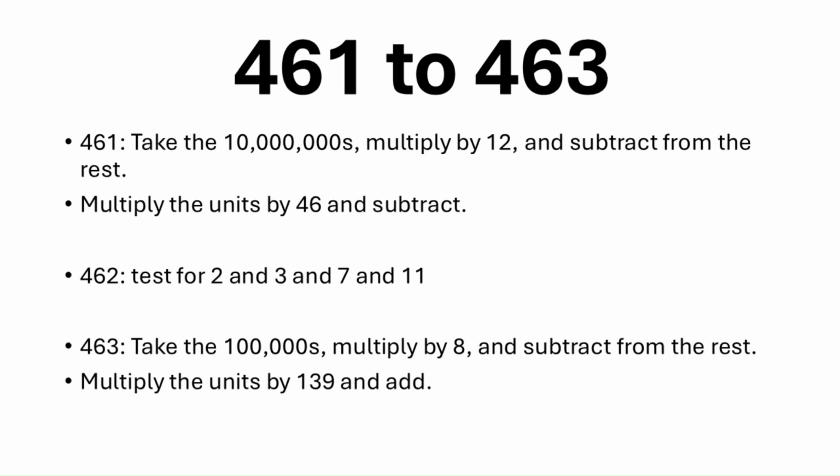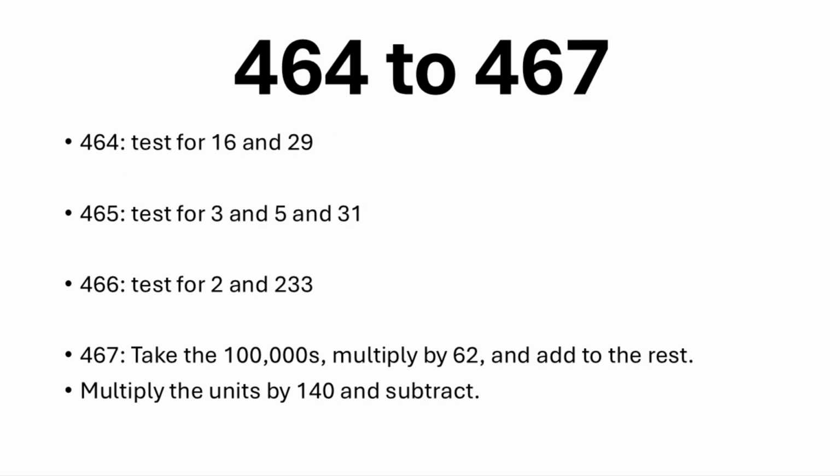461, take the 10 millions, multiply by 12, and subtract from the rest. Multiply the units by 46 and subtract. 462, test for 2 and 3 and 7 and 11. 463, take the 100,000s, multiply by 8, and subtract from the rest. Multiply the units by 139 and add. 464, test for 16 and 29. 465, test for 3 and 5 and 31.